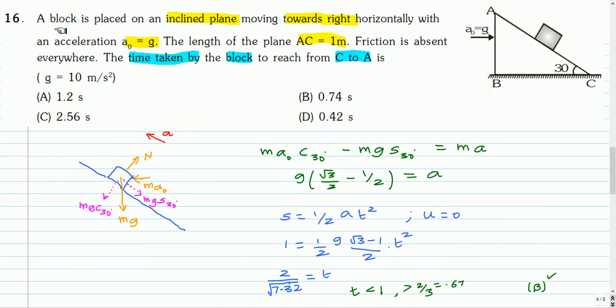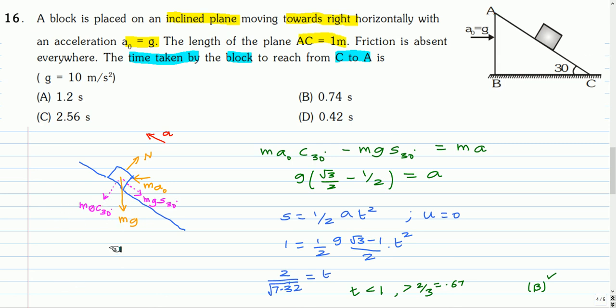This is the next question. A block is placed on an inclined plane moving towards right horizontally with an acceleration A0 equal to g. The length of the plane AC is 1 meter. Friction is absent everywhere. Find the time taken by the block to reach from C to A. So the block is moving from C to A. So we have to find the time taken for the block to reach. If you calculate the acceleration of this block from the forces acting on this block, we can get the time taken to reach from here to here.